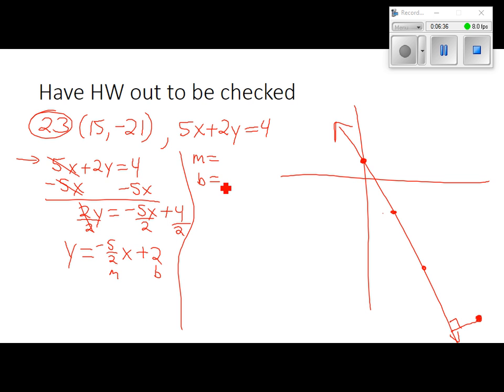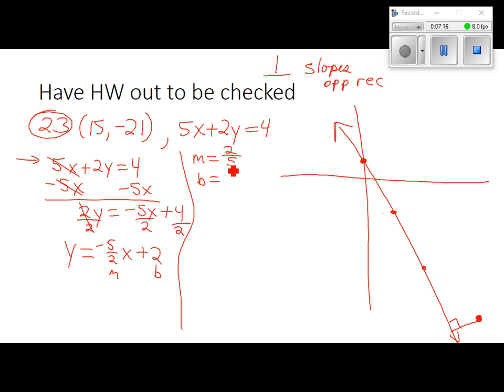What was the slope of that line? -5/2, right? If lines are perpendicular, what do you know about their slopes? Opposite reciprocals. So if this new line that we're making is perpendicular to this one, then the slopes should be opposite reciprocals. What's the reciprocal of 5/2? 2/5. What's the opposite of a negative? Positive. So that's the slope of our new line, 2/5. Alright? Now we got to find the b.